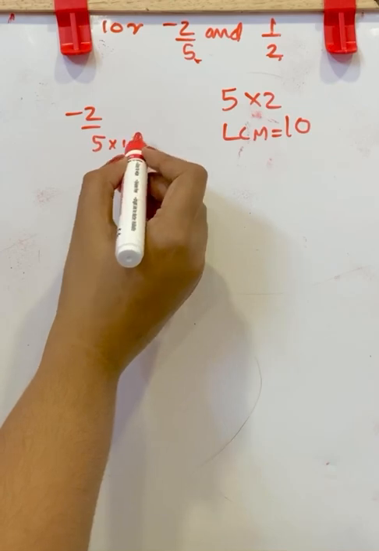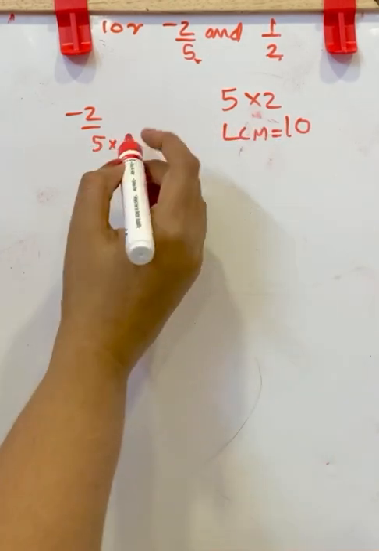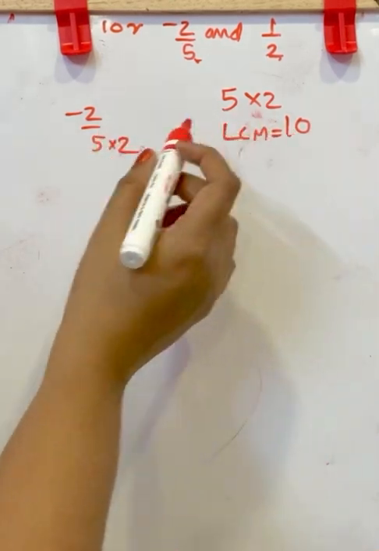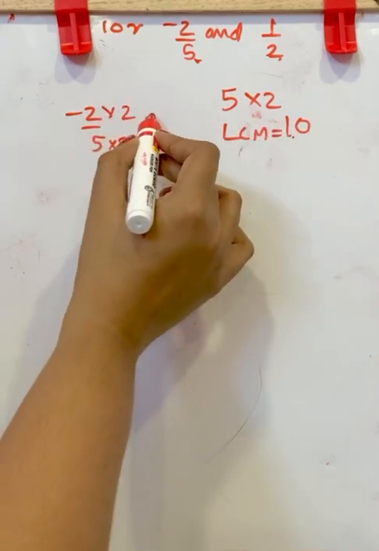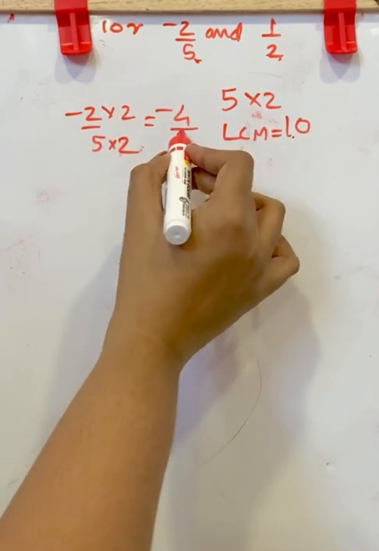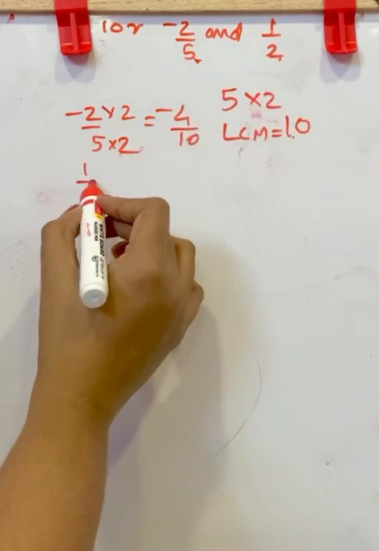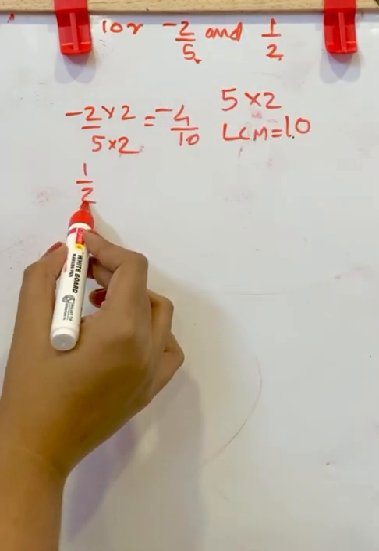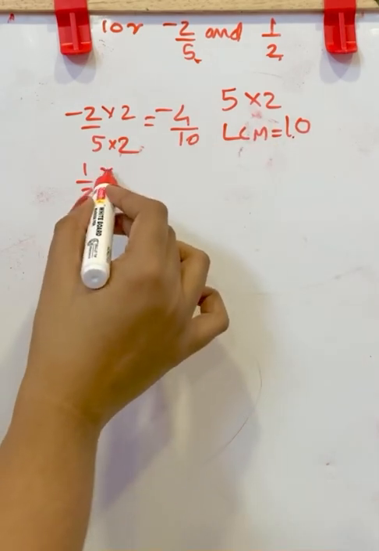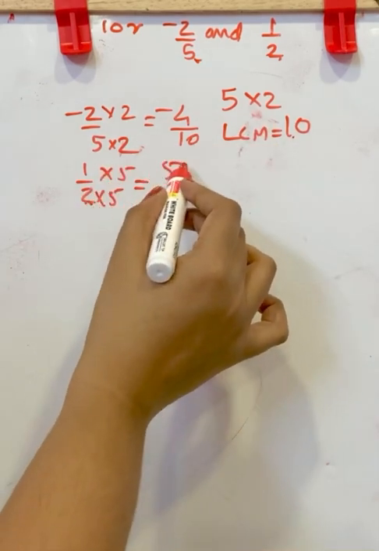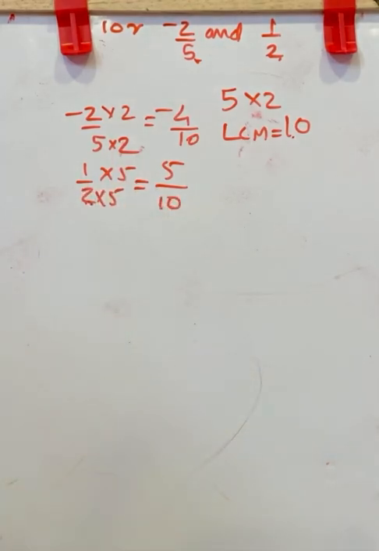Now make -2 by 5, this 5 to 10. How will you make it as 10? 5 into 2 is 10. That is to make the denominator the LCM. So here also into 2. Now this becomes -4 by 10. And what about 1 by 2? Here 2 we have to make as 10, so 2 into 5. So here also into 5. Now this becomes 5 by 10. So -2 by 5 becomes -4 by 10, and 1 by 2 becomes 5 by 10.